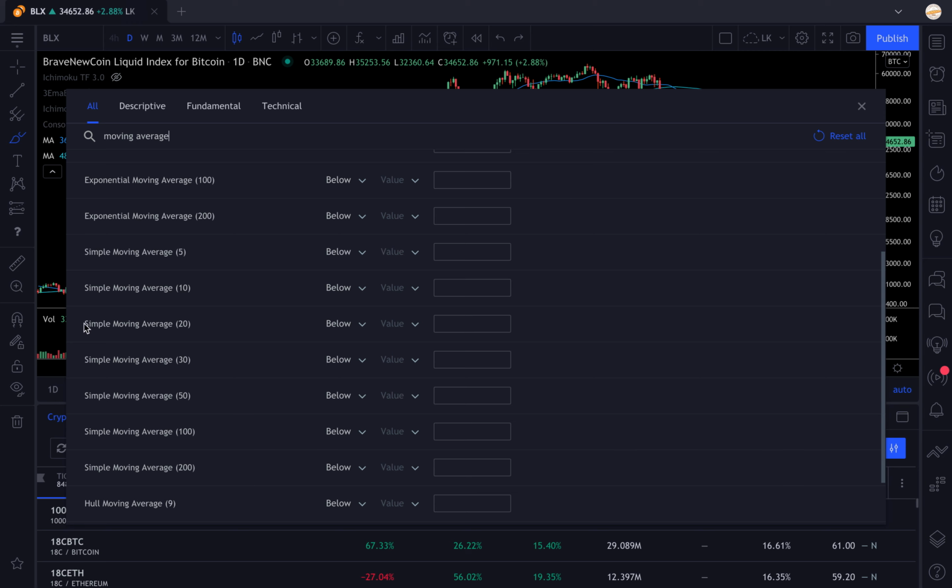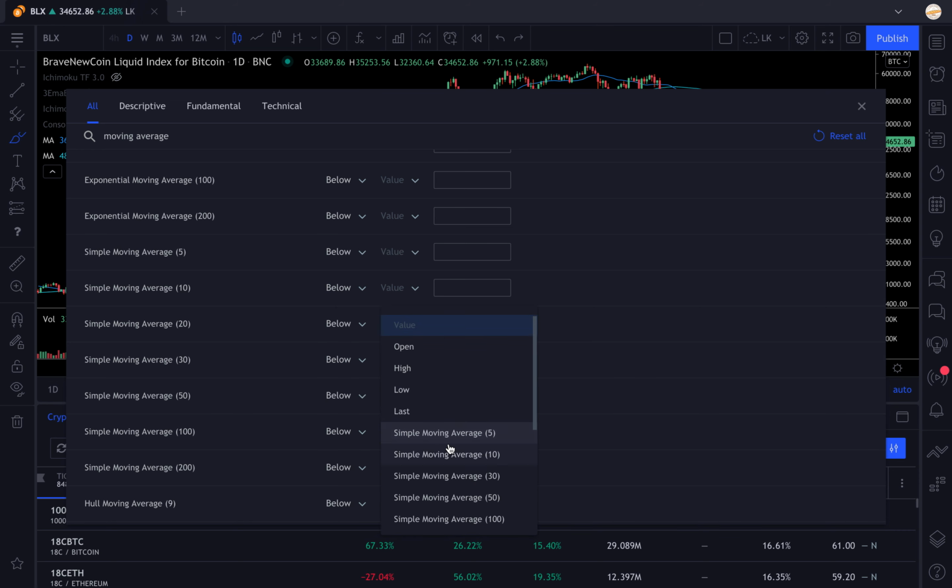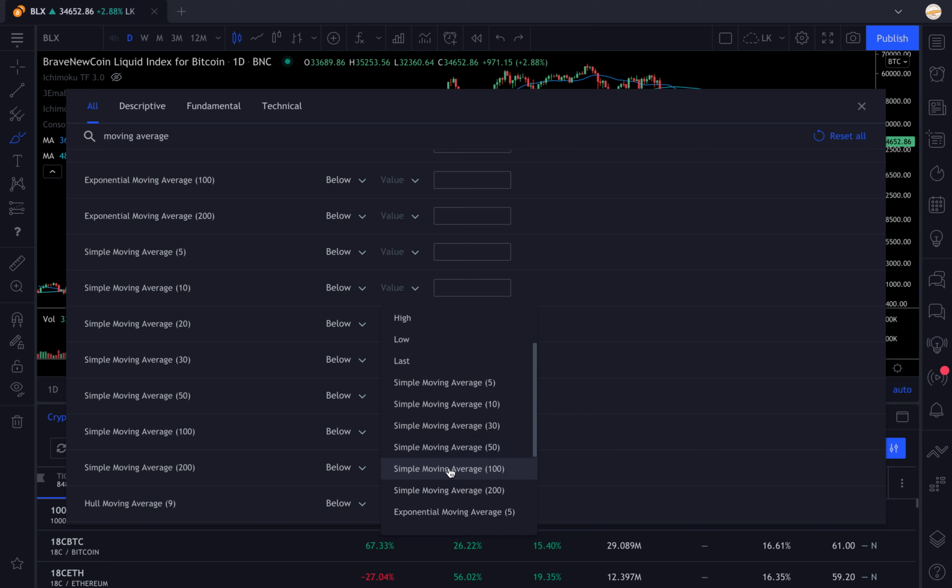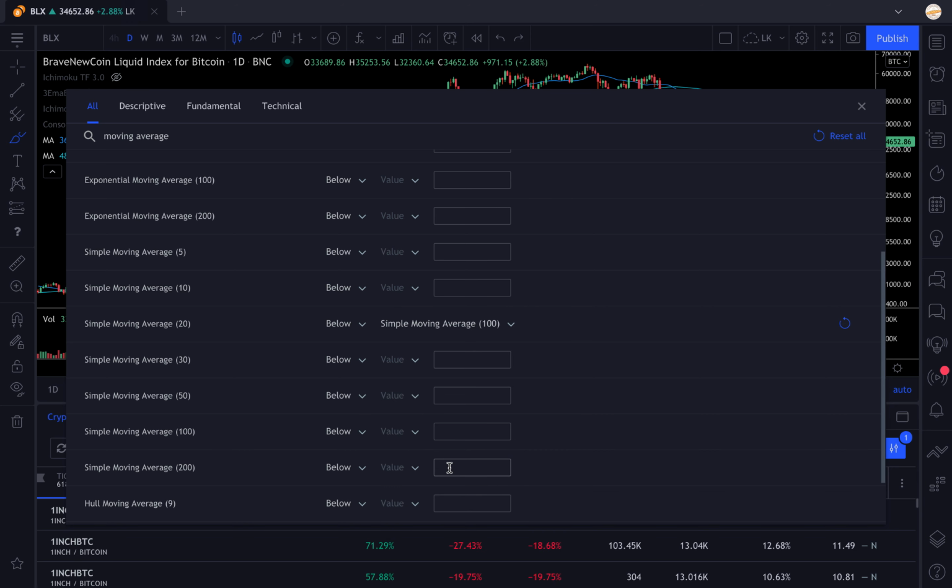So you have your simple moving average 20 right there. Remember in the graph we use 20 and 100. So we're gonna look at that and go for below. That's what we want, right? You can change that, but that's what we want. We want this to be below. And we're gonna check this simple moving average 100 right there. All right. It's really all you have to do.